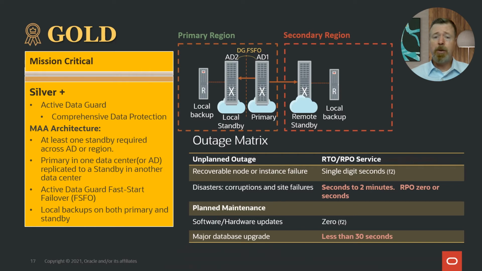What you'll note here is that we have a local standby and we have a remote standby. The local standby is in an availability domain, essentially a data center sitting right next to the primary. It's very low latency, under 1 millisecond ideally. And we have fast start failover configured between the two, so we'll automatically fail over to the standby. That replication is happening synchronously.